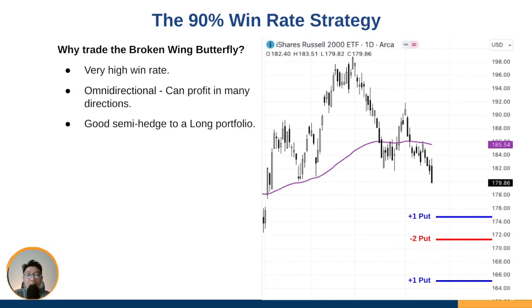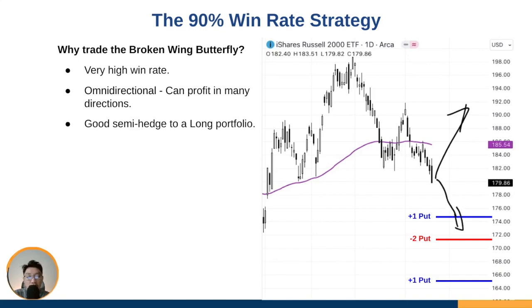Next, it can be a good semi-hedge to a long portfolio. So maybe you have a portfolio whereby you have many long strategies, be it debit spreads that are bullish, or maybe you have LEAPS that are bullish as well, or you put on the bull put spread, or you have just long stock positions. In any case, in all those bullish strategies, having this can be a pretty good semi-hedge, because if the market goes up, first of all, you will make money on all the other bullish strategies. But if the market goes down, you will lose on them.